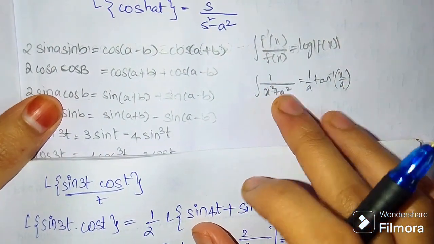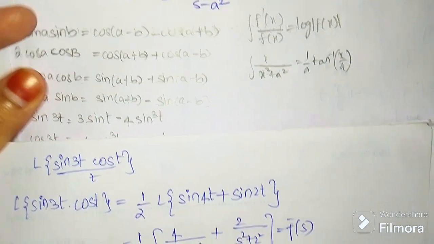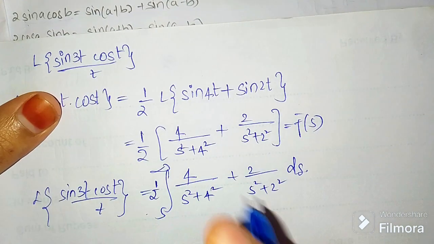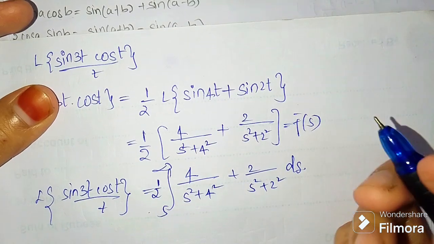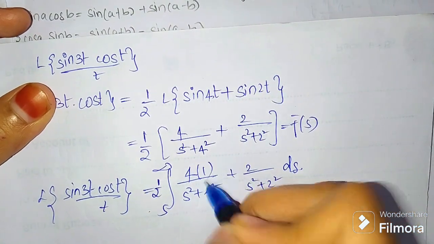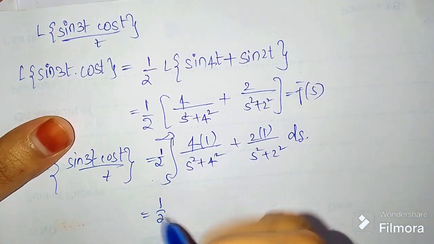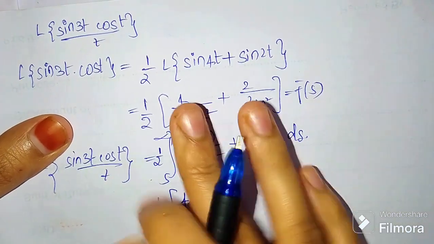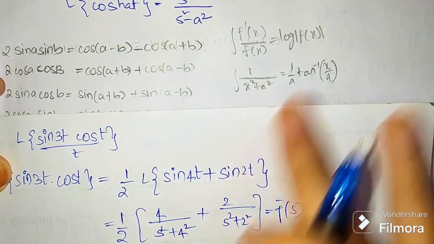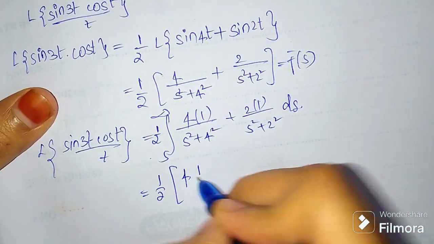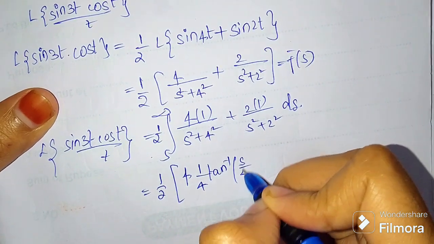The formula for 1 by x square plus a square is 1 by a tan inverse of x by a. So here we have the integral of 1 by x square plus 4 square. Consider the numerator as 1. If you see properly, we can write 4 outside. For this, the answer is 1 by a, which is 1 by 4 tan inverse of x by 4.